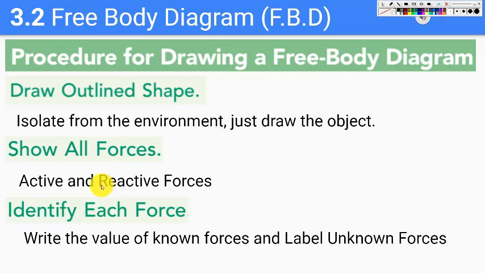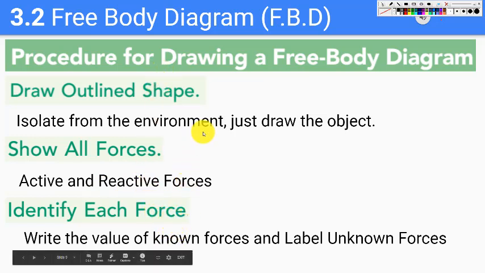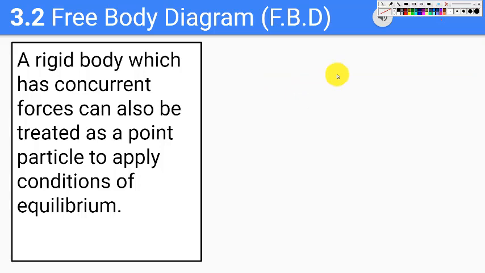The next step is that we identify each force. So let's assume that our block has 4 forces on it. There would be some forces which are known, and of course some forces which would be unknown. So we write the value of all the known forces and we label all the unknown forces to make geometric equations. So these are the 3 steps. When we follow these 3 steps, we have ourselves a free body diagram.